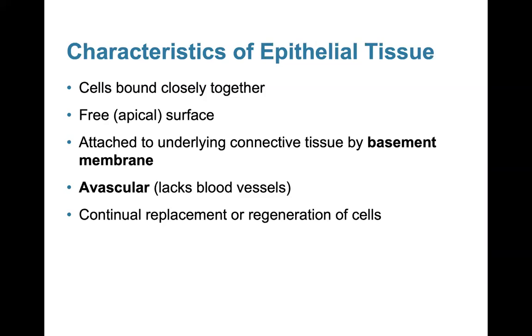Now, epithelial tissue is avascular, which means it does not contain any blood vessels. The underlying connective tissue in the basement membrane is vascularized. So that's where the nutrients will come from, from that connective tissue that underlies the epithelial tissue. Because of the nature of epithelial tissue and the fact that it acts as a barrier and it's exposed to various types of surfaces, you'll see continual replacement or regeneration of the cells.